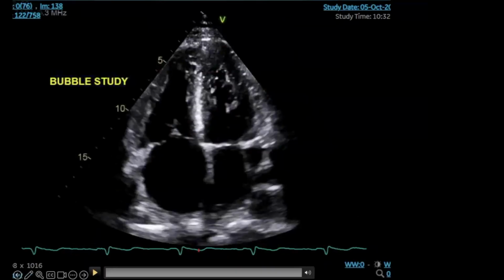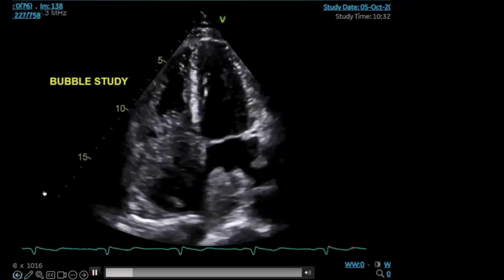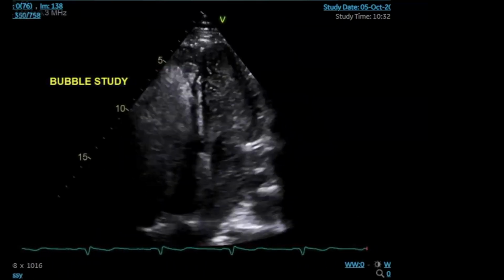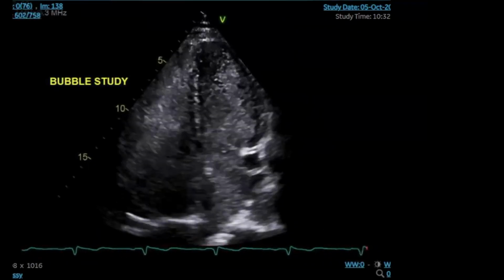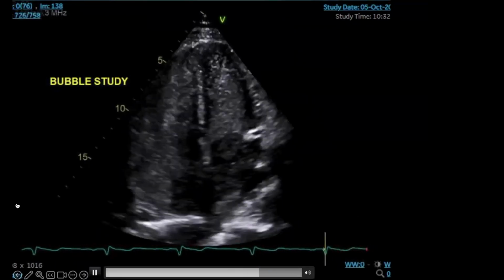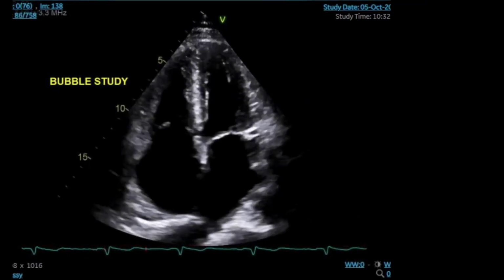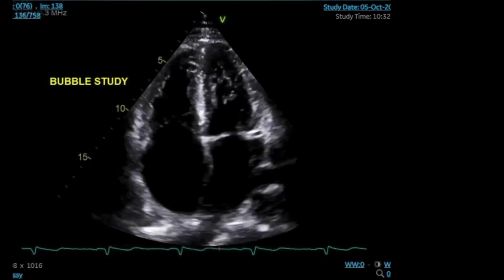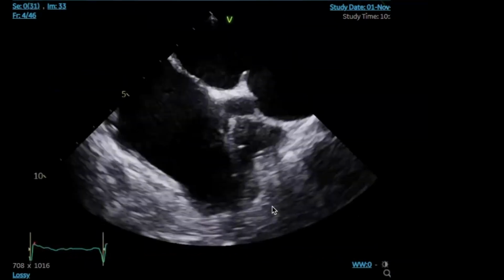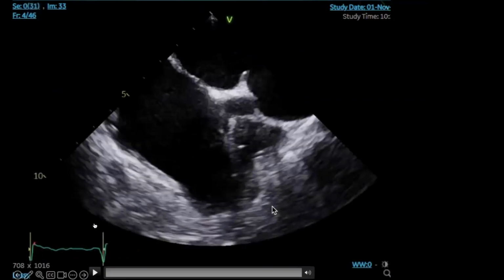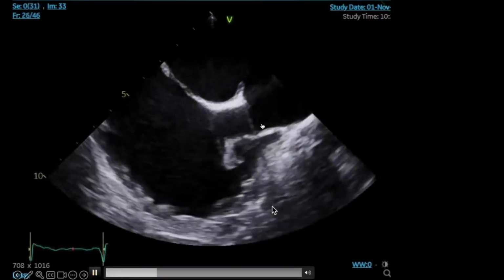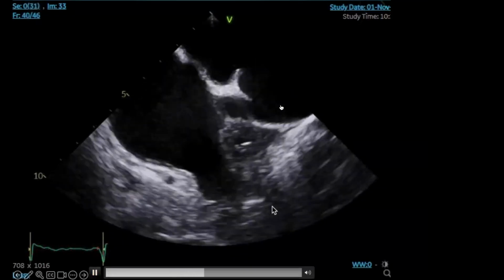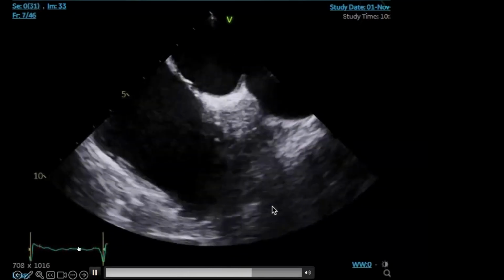And then we do our bubble study, and it's very, very positive. So essentially 4+ bubbles crossing pretty much immediately within one cardiac cycle. And so we don't see a true defect in the septum. This would raise suspicion for either a coronary sinus defect or a sinus venosus defect. And so this led to a TEE, where we can see that just where the SVC is here, there's a defect.